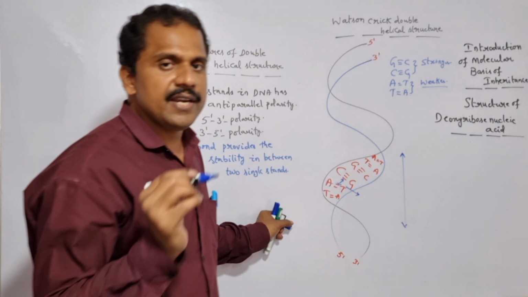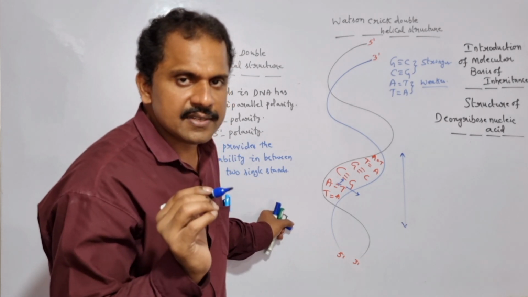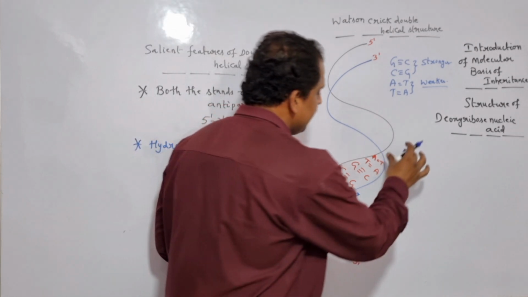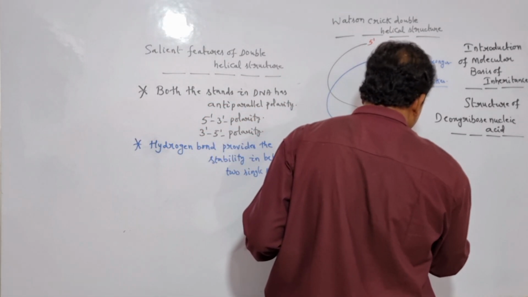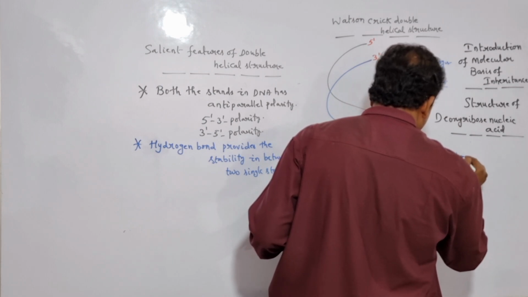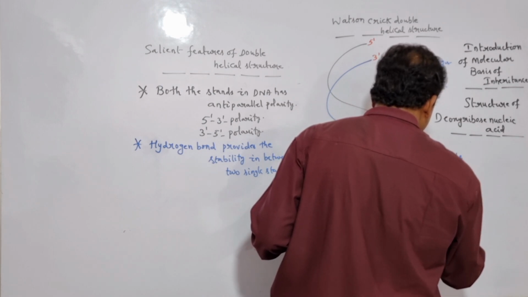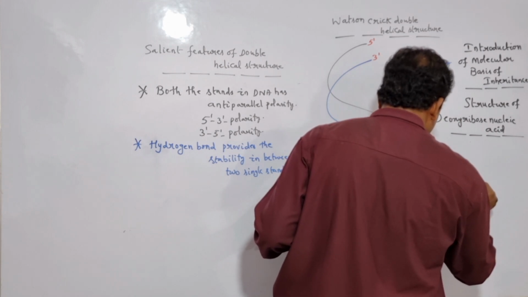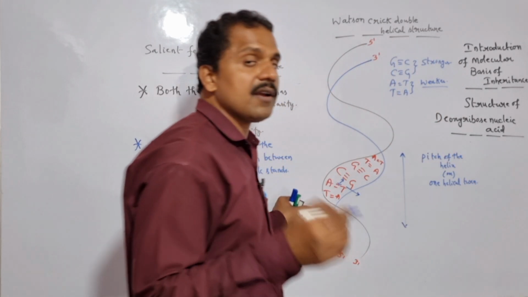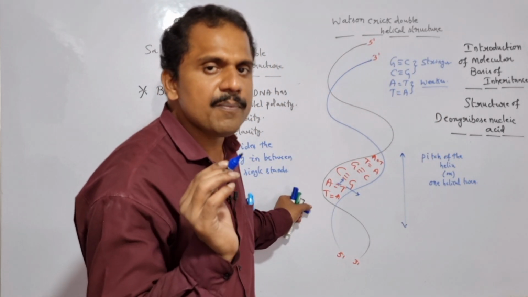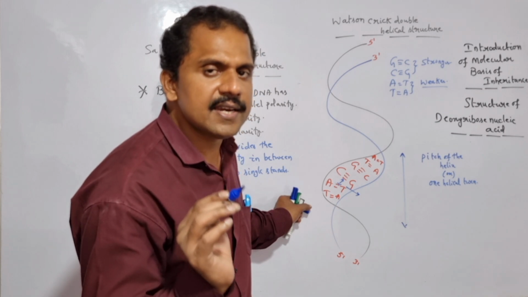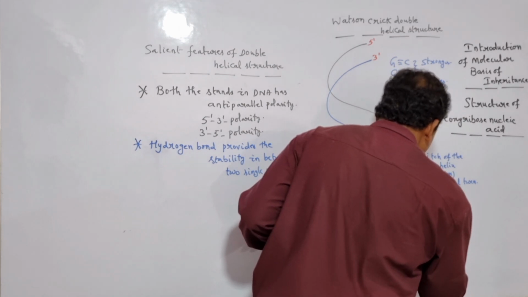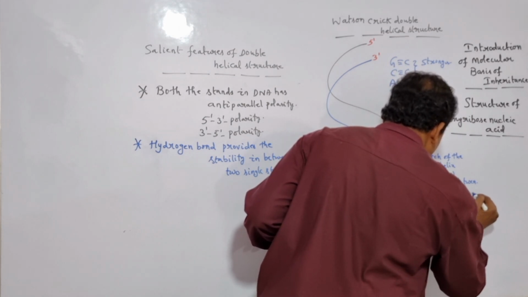And in addition to this, here we need to understand some of the topological features which are in association with the double-stranded DNA. And these may include the pitch of the helix. What is it? Pitch of the helix, or it is otherwise known as one helical turn. So here the pitch of the helix or one helical turn may range around 3.4 nanometers, or in other terms we can consider it as 34 angstrom units.